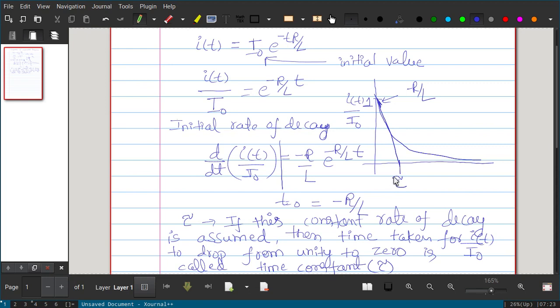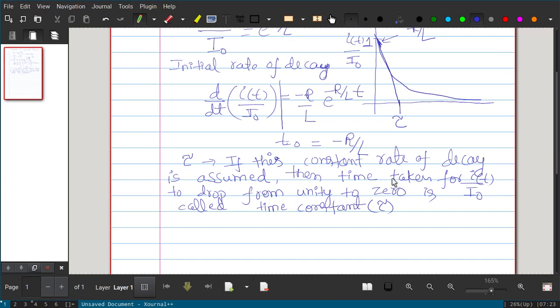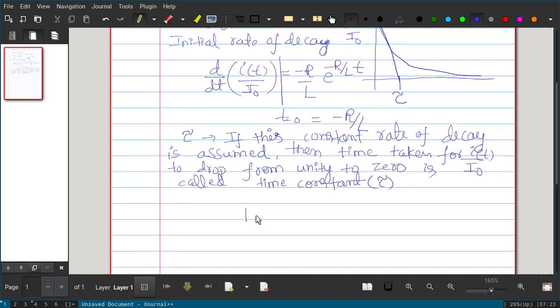Now we will calculate what this time constant is. The initial value is 1 and it takes tau time to reach 0. So I can write the equation: 1 minus (R by L) tau equals 0. The initial value is 1, the rate of decay is minus R by L, and after tau time the final current will be 0. If you calculate this, tau is nothing but L by R.